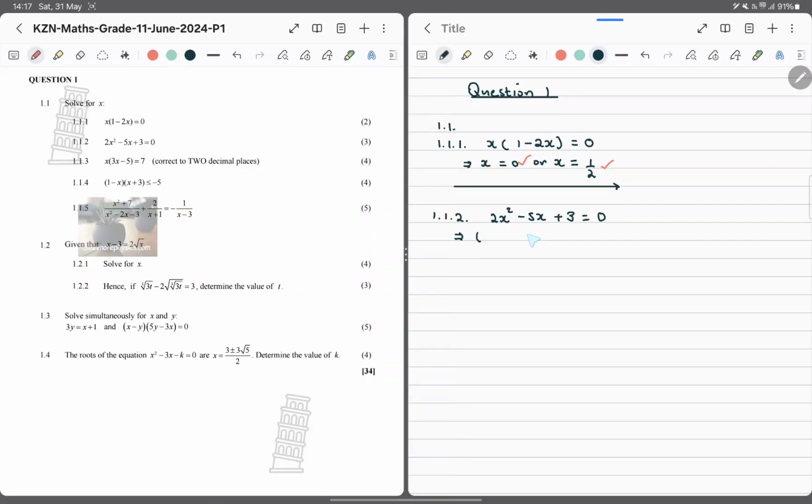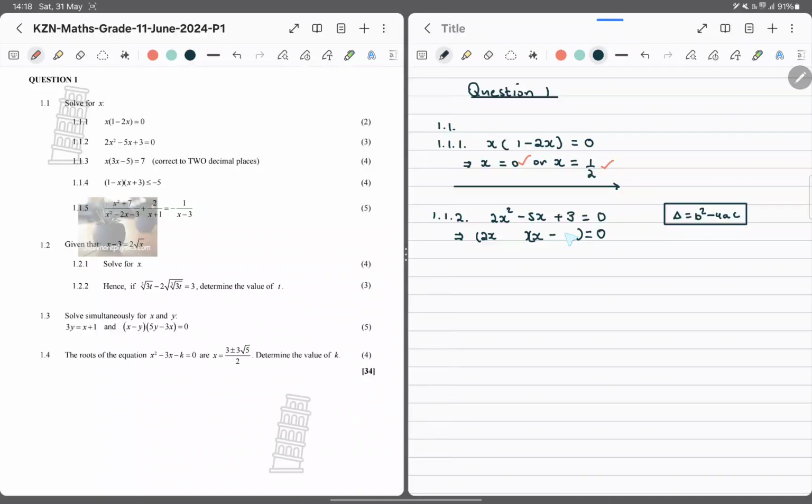With this one, we can attempt to factorize. Usually we win, sometimes we don't. And again, if you are not so sure what to do, please check the discriminant. Check the status of the discriminant. If it is a perfect square, it means this can be factorized. If not, then we use the quadratic formula or completing the square. Okay, this is going to be minus.